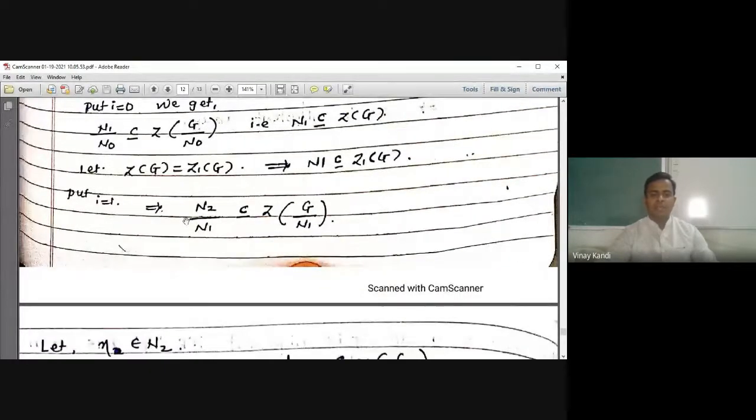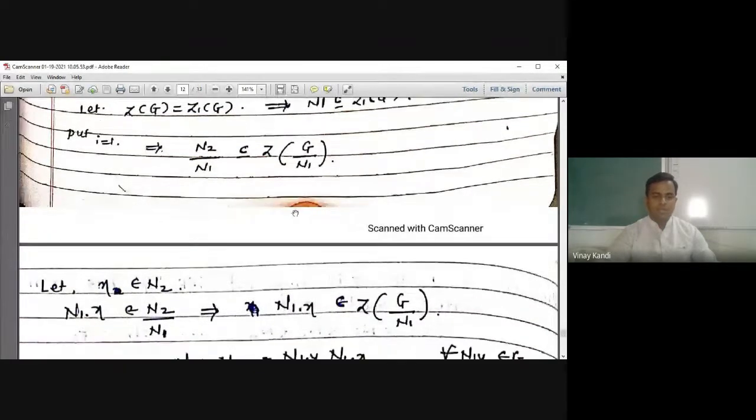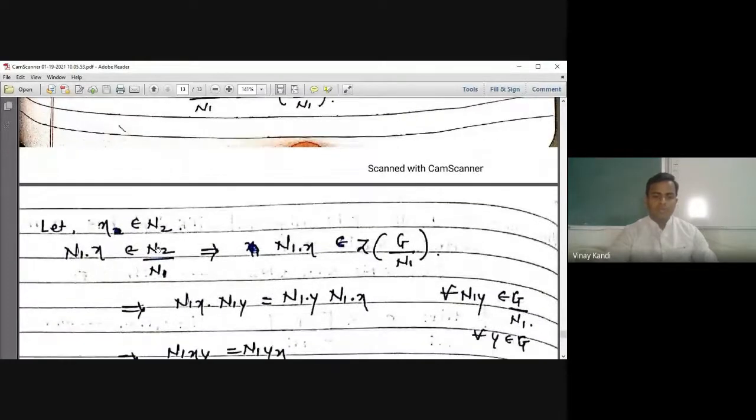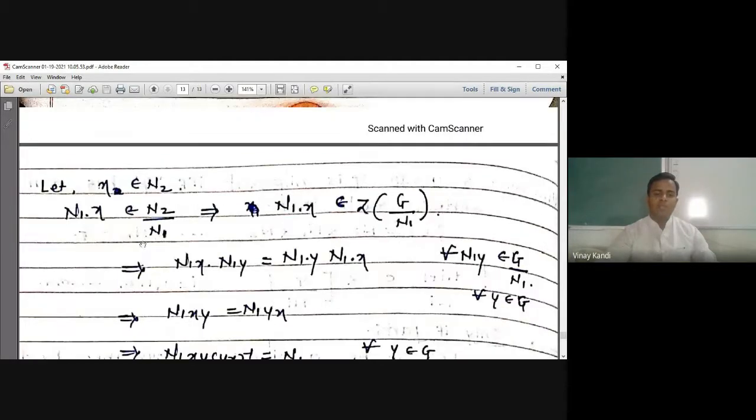Similarly, we get N2 upon N1 is contained in Z of center of G upon N1, which implies that, let us take X any element from N2. What it means? N1 of X belongs to N2 upon N1. So any element from N2 upon N1 is in the form of N1 of X, which implies that N1 of X must belong to Z of G upon N1.